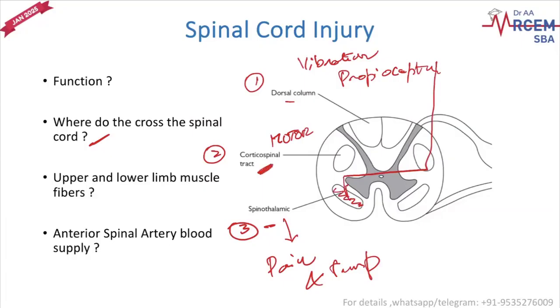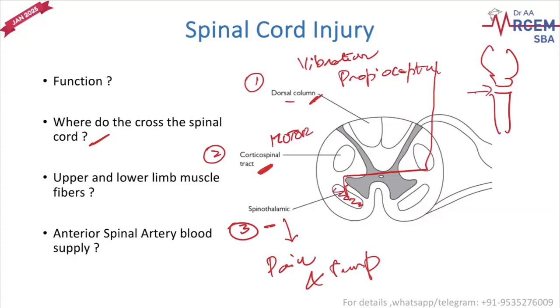Where do the corticospinal tract and the dorsal column cross? They cross at the junction of the medulla oblongata and the spine. At this junction, they will be crossing. They do not cross in the spinal cord.